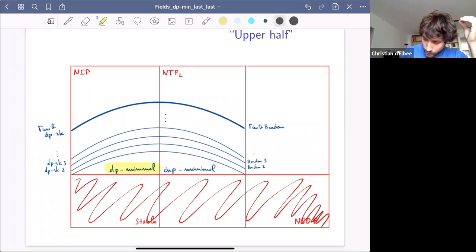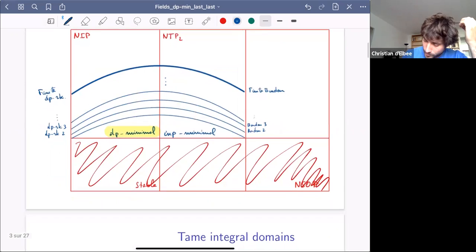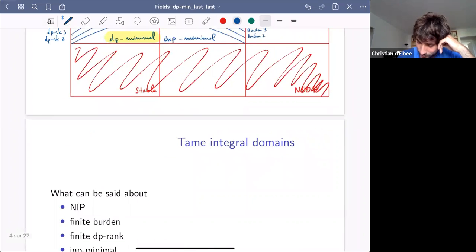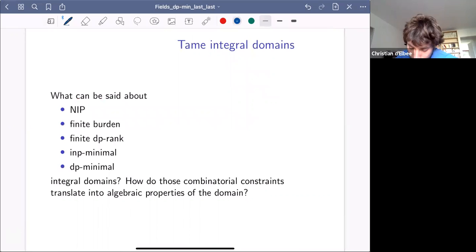If you recall, the burden is this kind of loose notion of dimension, which agrees with the DP rank in the NIP context. The burden can define the NTP2 class. But basically what we will use in this talk is that DP minimality is basically INP minimality and NIP. So for tame integral domains, the question is: what can be said about NIP or finite burden, finite DP rank, INP minimal, DP minimal integral domains? How do those combinatorial constraints translate into algebraic properties of the domain?